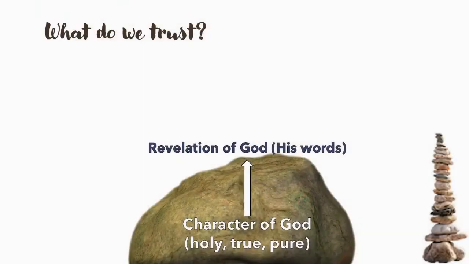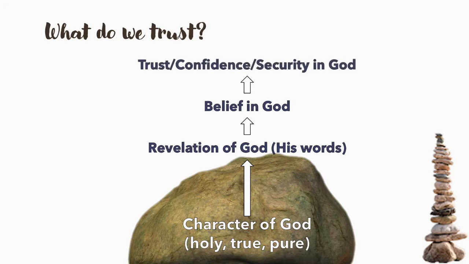So then from that comes revelation of God. In other words, His words. He says things to us. And so the revelation of God is next. Underneath the revelation is the character of His words. Then from there we have belief in God. And then from there, trust, confidence, or security in God. That is the development of trust is what we're talking about here. What do we trust? Well, at the very bottom line, it is God.